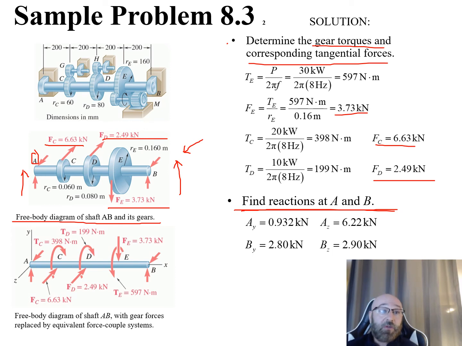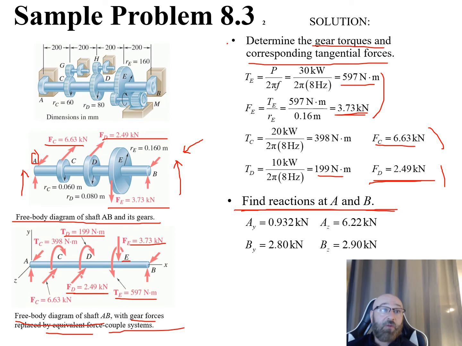Now we can also create our free body diagram for shaft AB with our gear forces replaced by our equivalent force and couple systems. There are our equivalent forces and couple systems up above at C, D, and E. At E you can see we have 3.73 kilonewtons as our force, and we have our torque of 597 Newton meters. We can do this at D as well. At D we have our force of 2.49 kilonewtons, and we have our torque of 199 Newton meters.